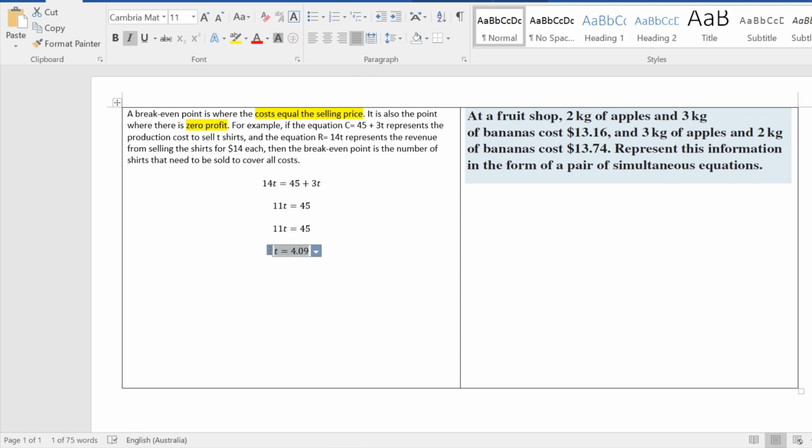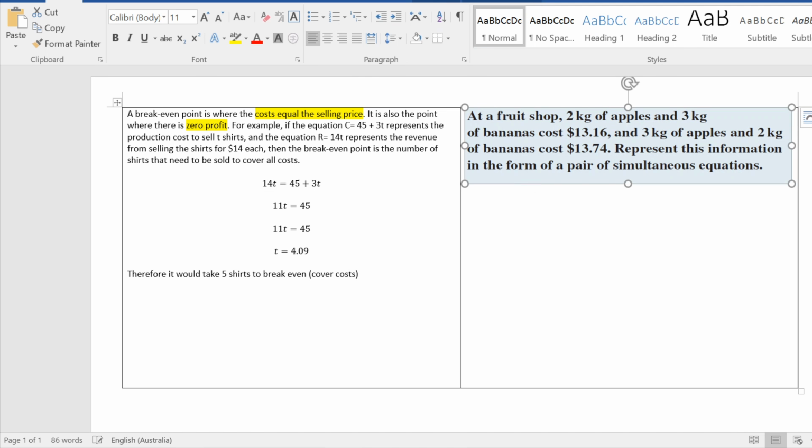Now, when I sub the 4.09 into my other equation, I end up with 57.27. So near enough close to each other. So in this case, we'd have to round up to 5, because at 4 she wouldn't have covered all costs, but at 5 she would have, because you can't sell 0.09 of a shirt.